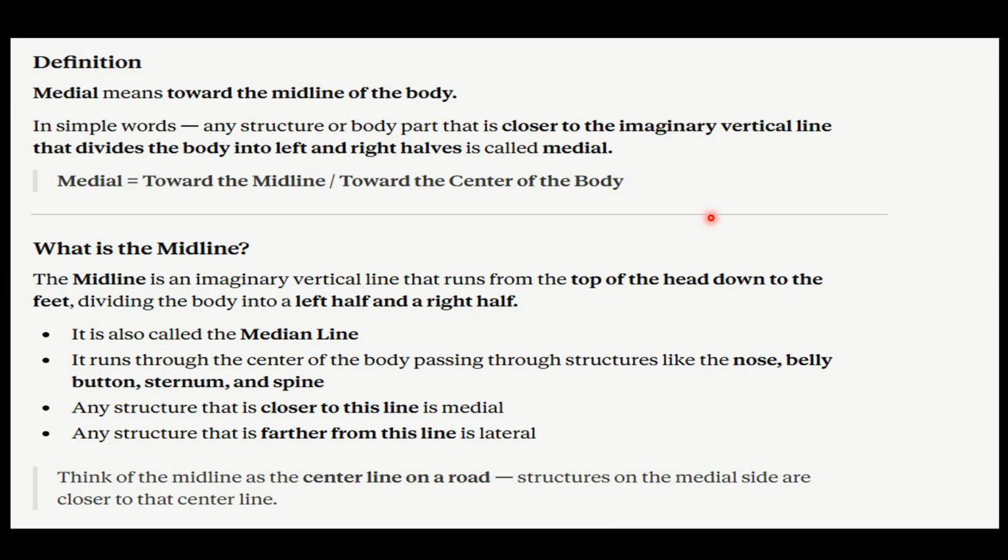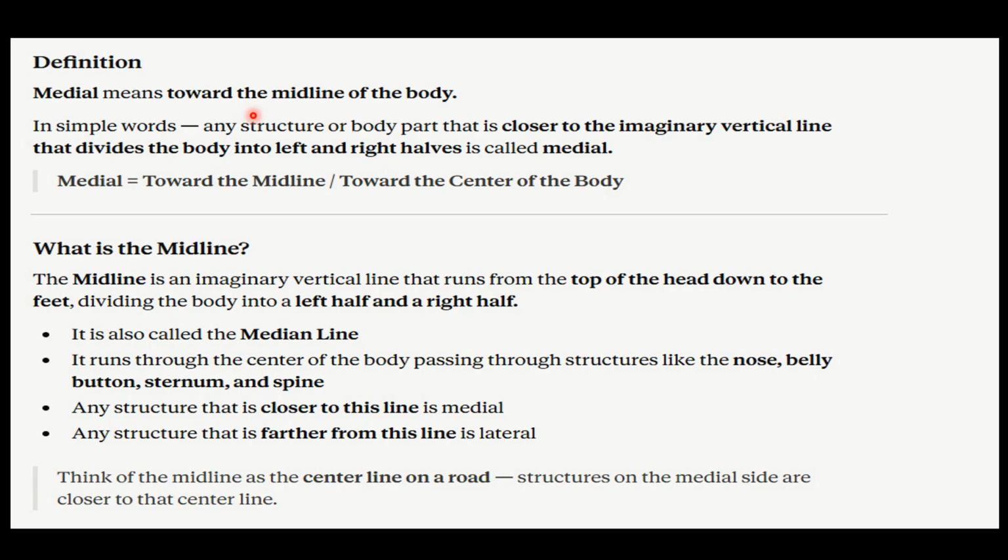Here you can see, firstly I have noted down the definition of medial, which is quite simple: medial means toward the midline of the body. In simple words, any structure or body part that is closer to the imaginary vertical line that divides the body into left and right halves is called medial. So medial means toward the midline, toward the center of the body.